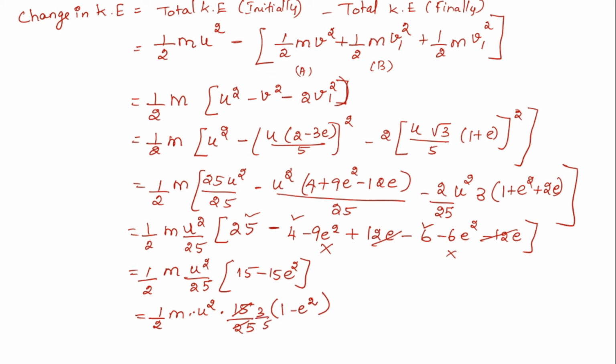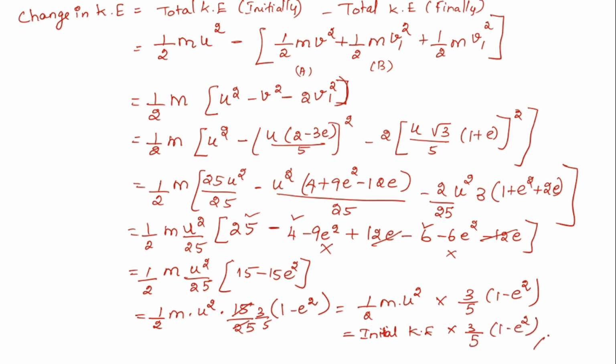So one half into m into u square is the kinetic energy for ball A. That is the initial velocity, the initial kinetic energy. So the loss is half into m into u square into 3 by 5 into (1 minus e square), that is the initial kinetic energy times 3 by 5 into (1 minus e square), which is what we had to prove. So finally we proved this also.